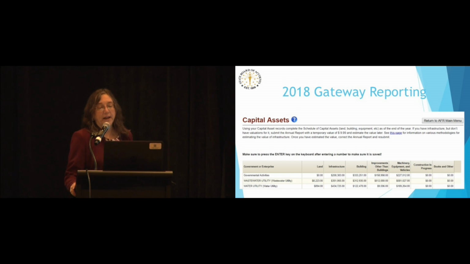The schedule on the AFR in Gateway looked something like this. And this is the information it asked. You're showing the ending balance information by class of asset for each government or enterprise activity. So what did you have total in land, in buildings, in improvements other than buildings, your infrastructure, construction in progress, equipment?